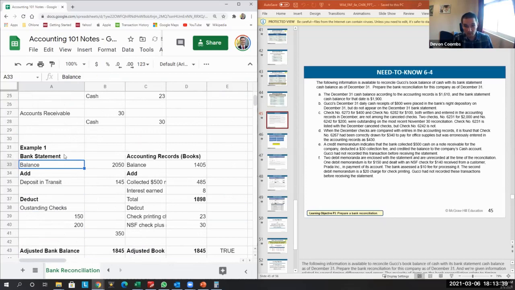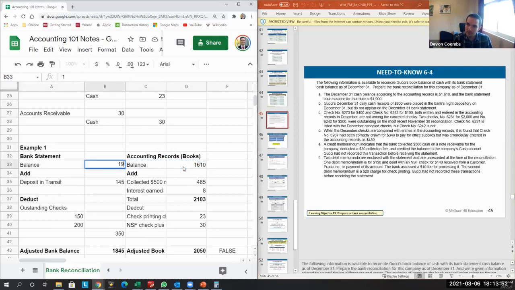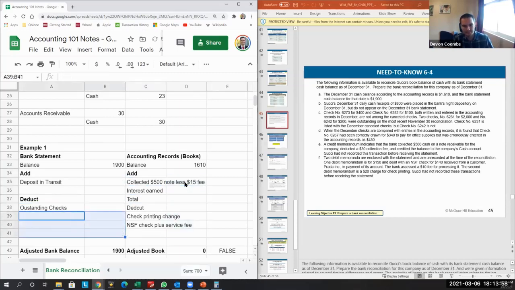Where do we start? Well, we need our bank statement balance and our book balance, right? Where is that given? The accounting records is 1,610. Our book balance is 1,900. That's our starting point. I delete everything else. Then we have to go through and be able to delineate which one ties. So December 31st cash balance, according to the accounting records is, okay, we did part one.